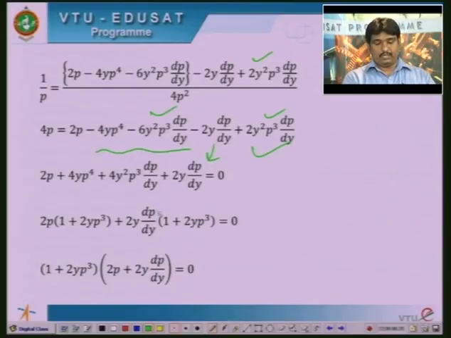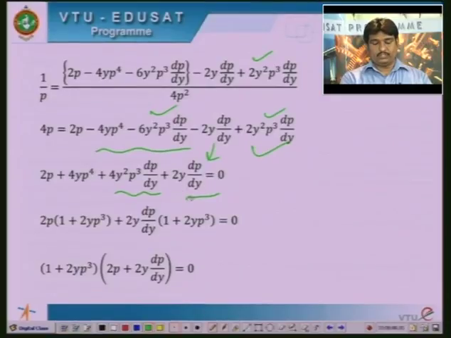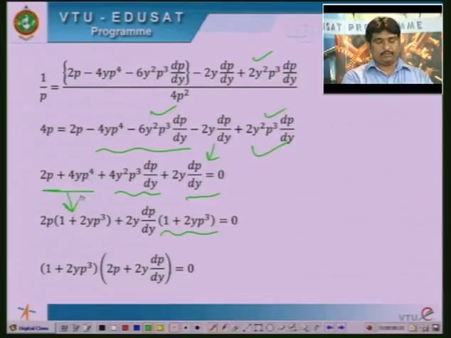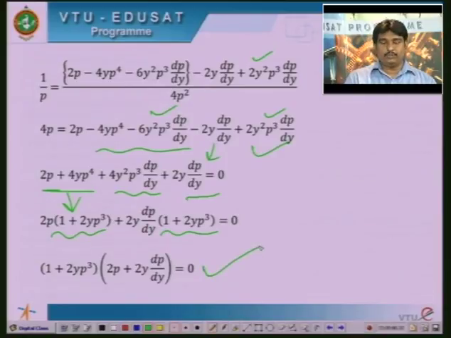You can see I will group the dp by dy terms now. From the last two terms, the third and fourth term, 2y into dp by dy is common: 2y into dp by dy into 1 plus 2y p cube. And this 2p plus 4y p to the power of 4 can be written as 2p times 1 plus 2y p cube. Now take 1 plus 2y p cube common to get this: 1 plus 2y p cube into 2p plus 2y into dp by dy equals 0.